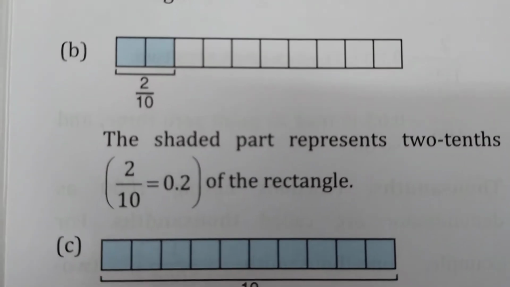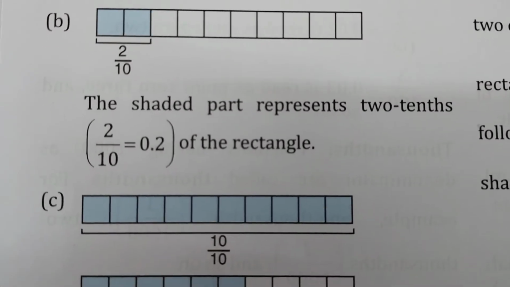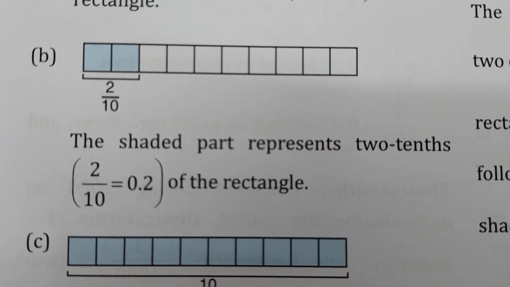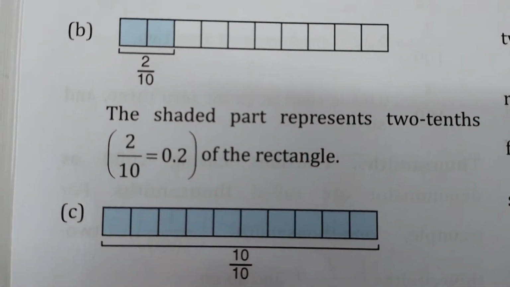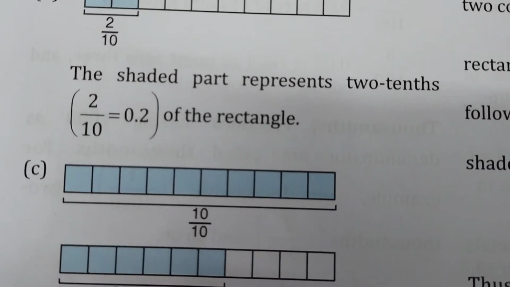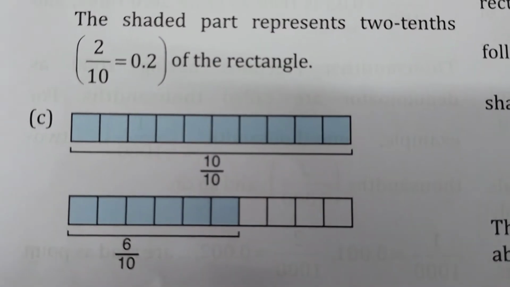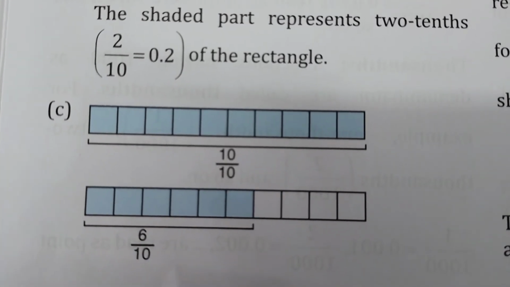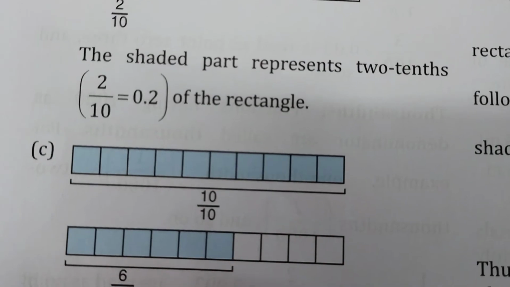Similarly, in the second part you see the rectangle divided into 10 equal parts and 2 parts are shaded. So 2 by 10, which you can say 2 tenths, 0.2 of the rectangle. When you come to 10 by 10, the whole is colored, whereas 6 by 10 is 0.6. Like this we represent decimals pictorially.